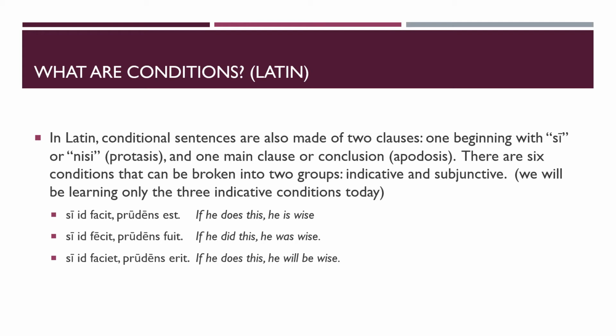Actions that are possibly to happen, likely to happen. And so here are the three examples. Si id facit, prudens est. Si id fecit, prudens fuit. Si id faciet, prudens erit. And all I did is change the tense of the verbs to give an example of the three types of conditions. If he does this, he is wise. If he did this, he was wise.